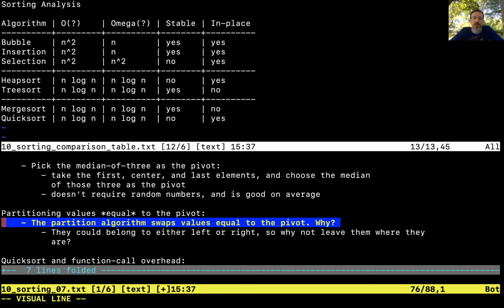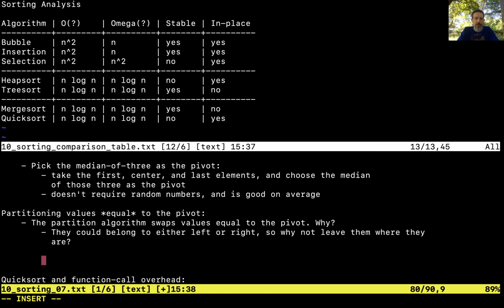Well, the reason is runtime, actually. Okay, suppose that you have a very long array that looks like this.